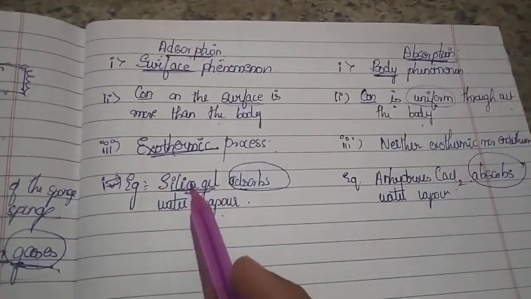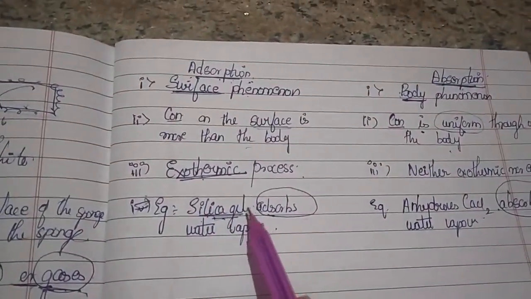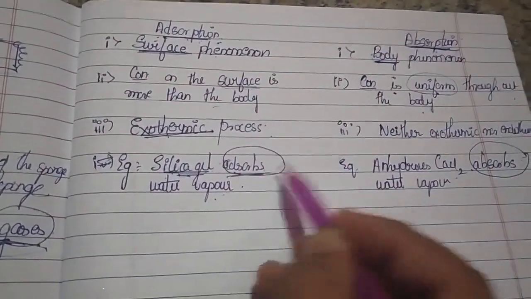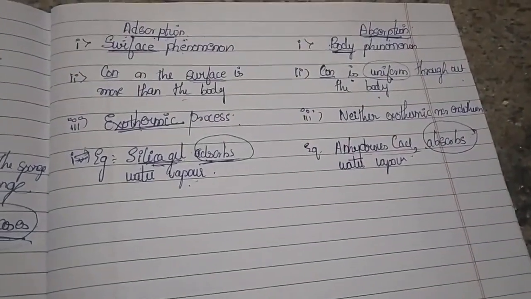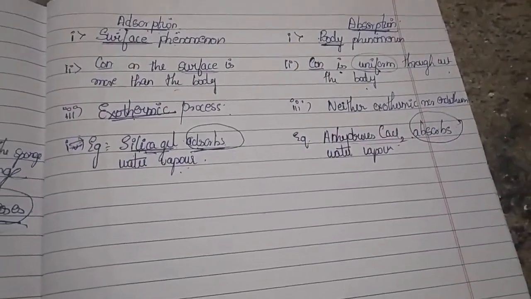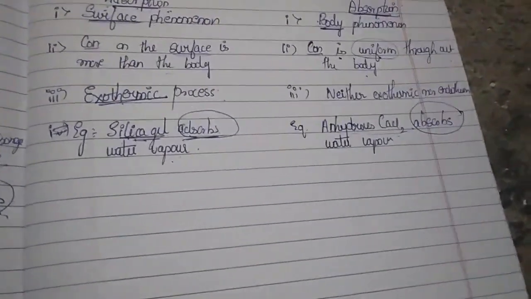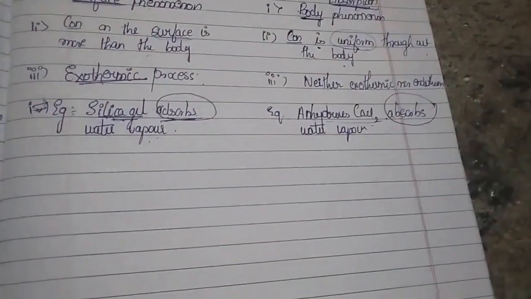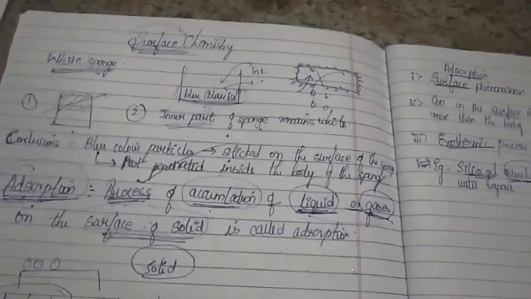Coming towards your example, silica gel. Do remember, silica gel is going to adsorb the water vapor, whereas anhydrous calcium chloride, which you saw in the first chapter of organic chemistry, you just have to recall it. It is going to what? Absorb the water vapor.